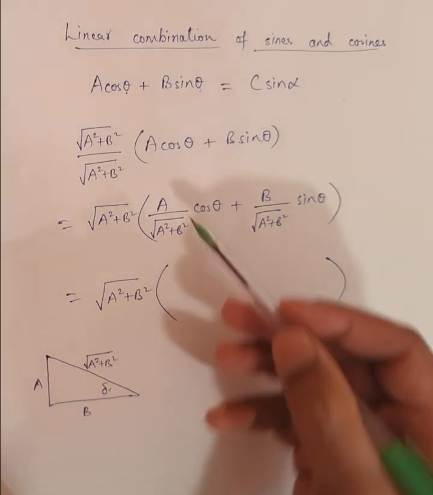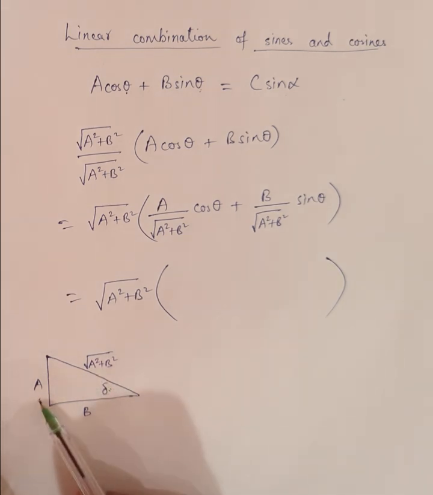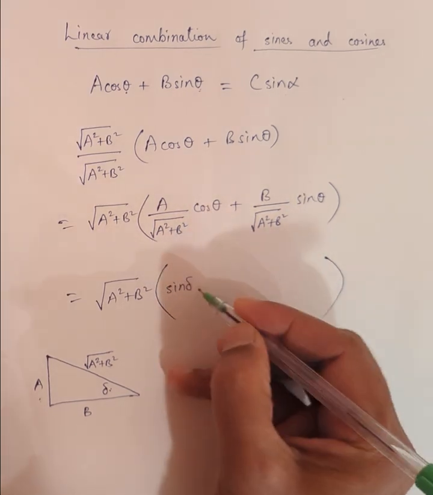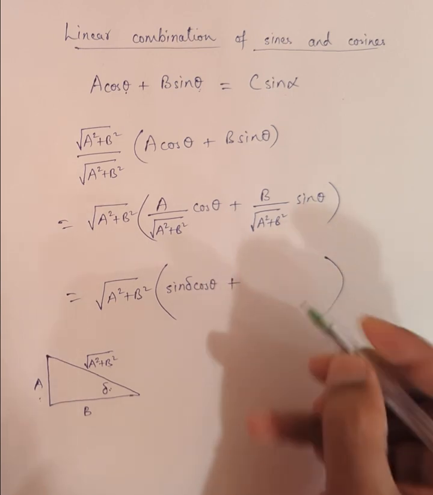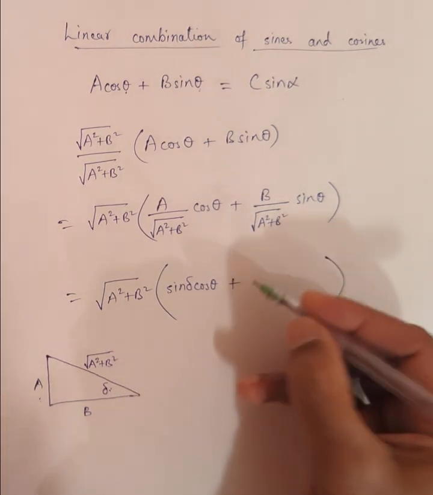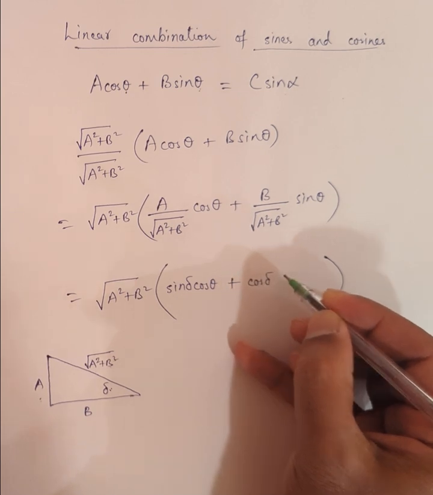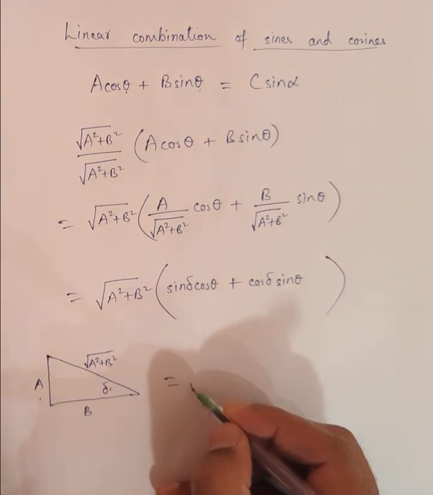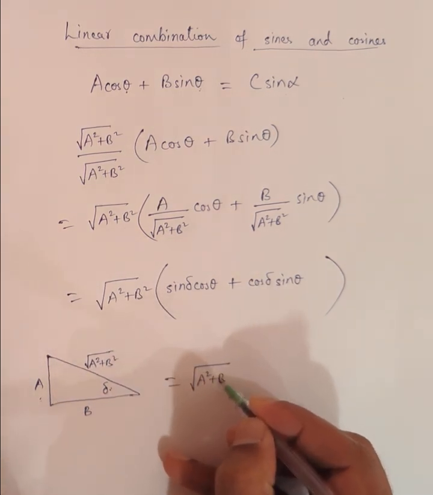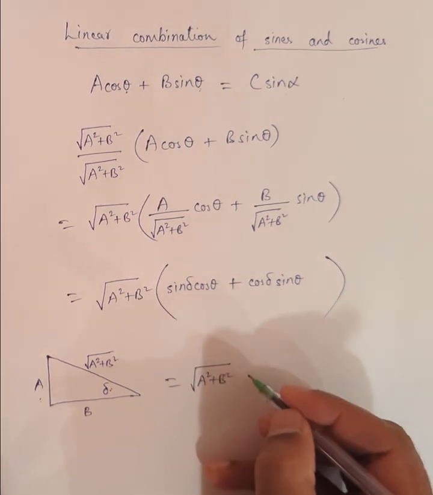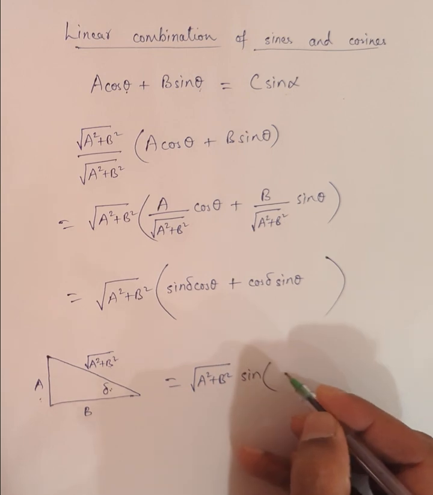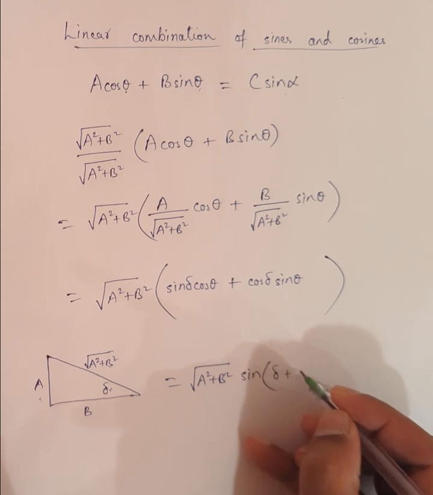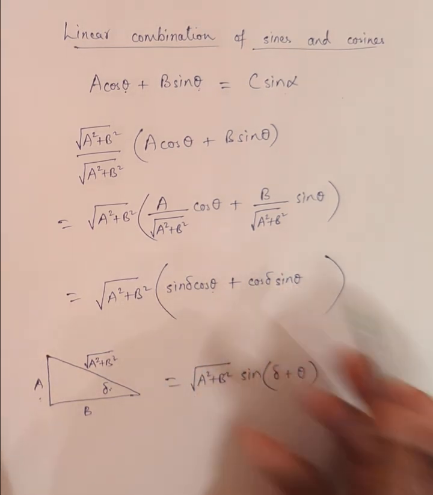Okay, then a over square root of a square plus b square is actually sine delta, and then I have cos theta, plus b over square root of a square plus b square is cos delta, and then I have sine theta. So the expression actually became square root of a square plus b square, and this is nothing but sine of delta plus theta, because sine of a plus b is sine a cos b plus cos a sine b.